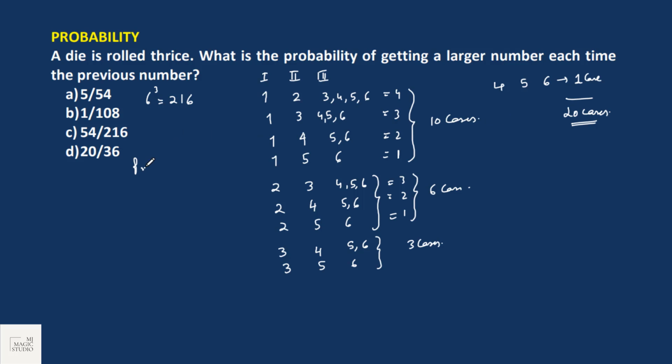So the required probability is favorable cases divided by total cases. Okay, if I divide this by 4, this will become 5 and this is 54. 5 by 54, we have this in option A.